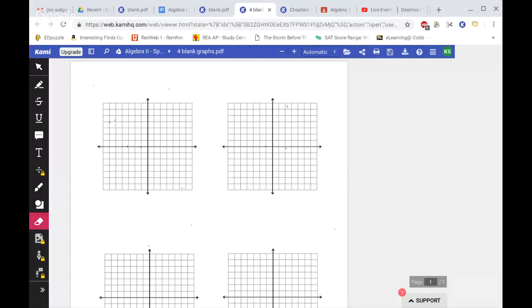So let's see, where is the guided practice for this particular one? It's on page 155, correct? Yes. Okay.